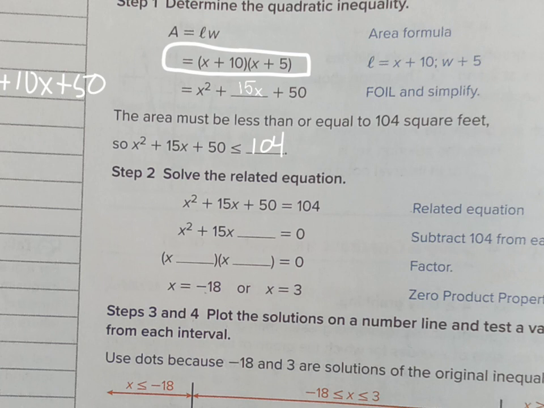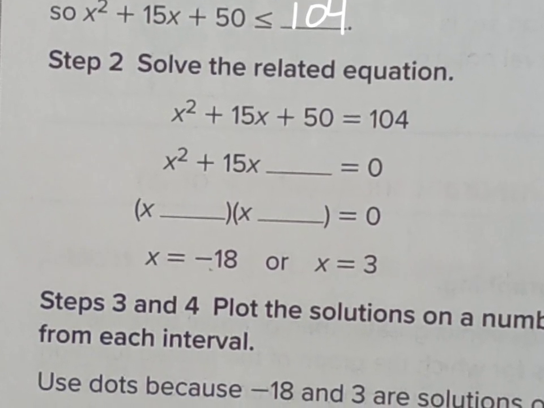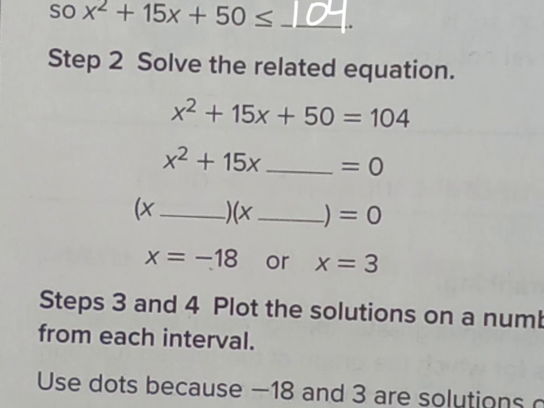All right, all we're doing is solving for x. You guys can do it any way you want. I'm going to do it the way the book does. We're just finding x-intercepts of this parabola. So that means you always have to do what first? Make it equal to 0. So we're going to subtract 104 over. So 50 minus 104 is negative 56.